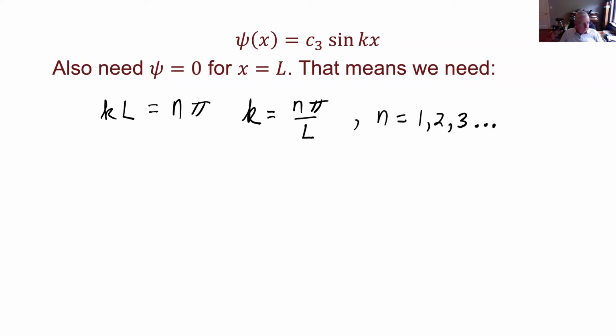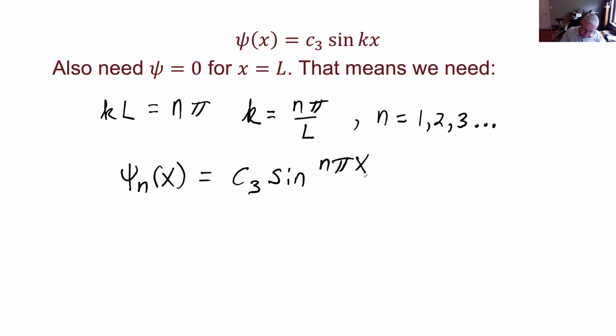Okay, so that gives me the beginnings of what my wave function looks like. My wave function, psi sub n of x, and we'll talk about that n momentarily, is equal to C3 times sine of n pi x over L. Again, I have the restriction on n from above that says n is a non-zero integer. So that's my allowed wave functions.